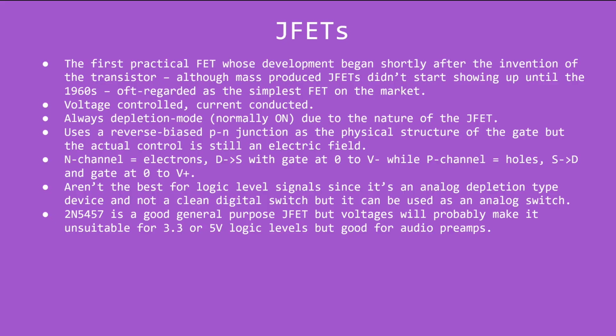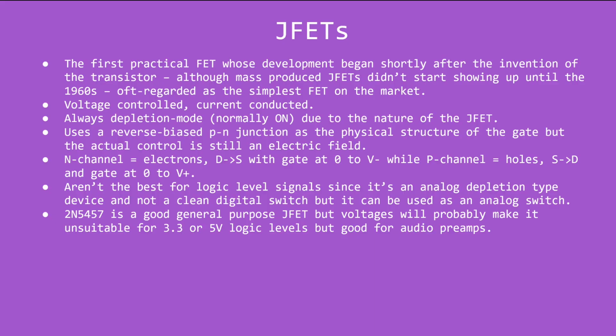N channel, you remember electrons, it goes from drain to source, and the gate starts at 0 and goes to negative voltage, which is partially why it can be difficult to use in hobby electronics. P channel is the opposite, but it's extremely rare for a JFET. Holes go source to drain, and the gate is from 0 to positive voltage.